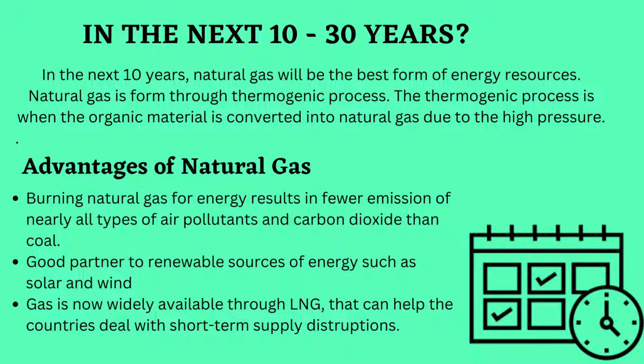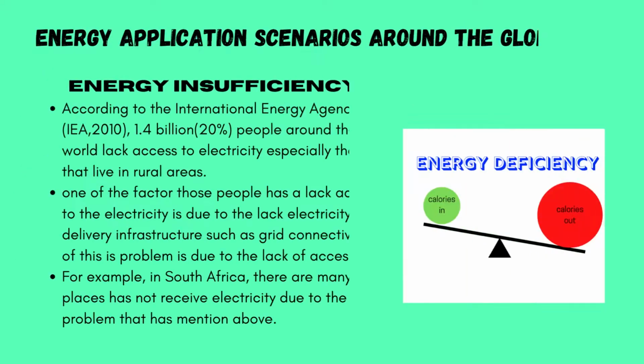Burning natural gas for energy results in fewer emissions of nearly all types of air pollutant and carbon dioxide than coal. Other than that, natural gas is also a good partner to renewable sources of energy, such as solar and wind. And the last one is natural gas is now widely available through LNG that can help the countries deal with the short-term supply disruption.